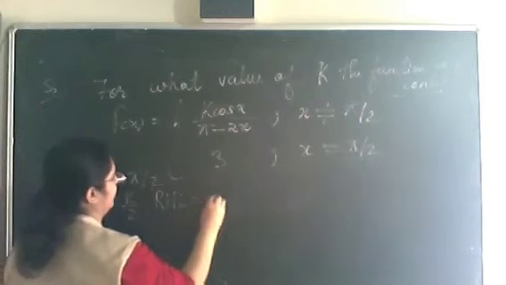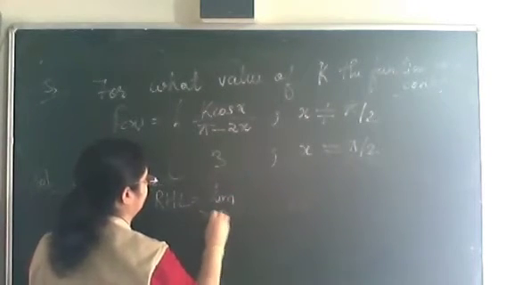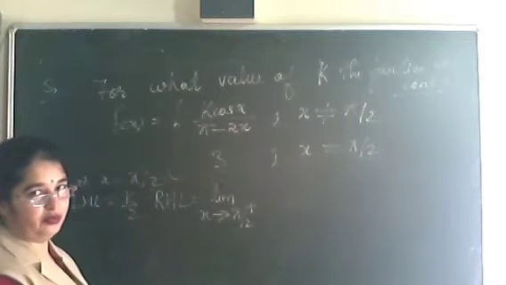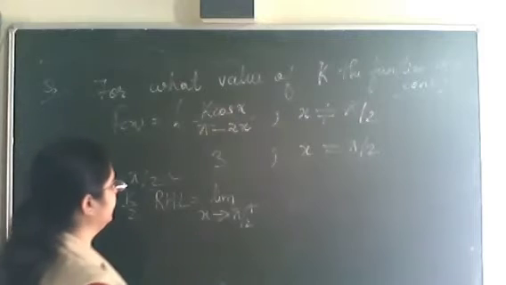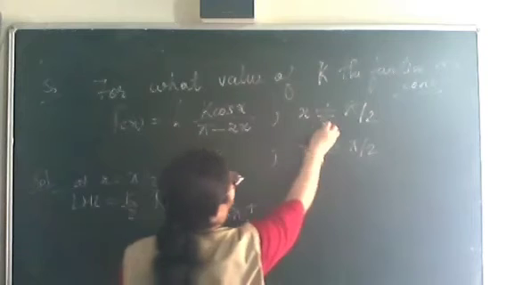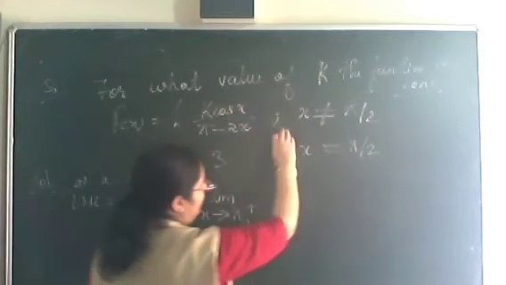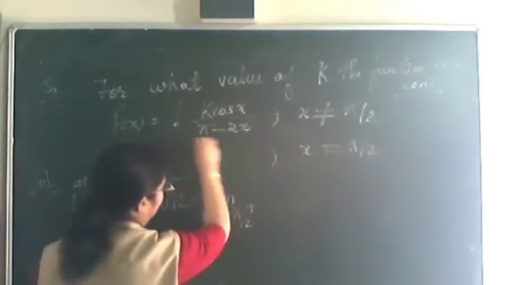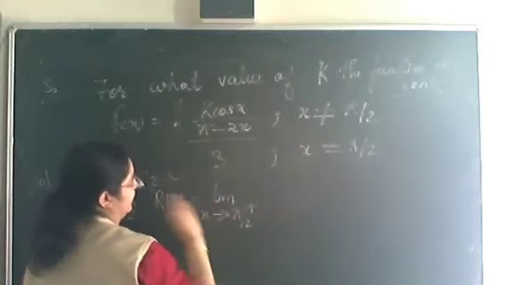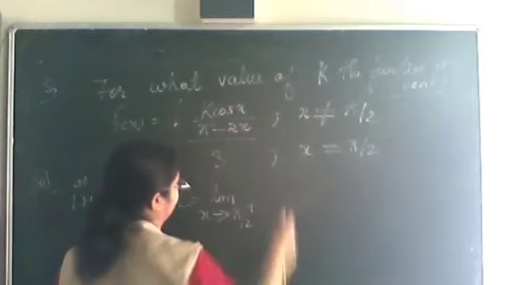What is RHL? Limit x tending to pi by 2 plus. Now when x is tending to pi by 2 plus, what will be the function? Whenever it is less than or greater than pi by 2, the value of the function will remain the same. Only at x is equal to pi by 2, the value of the function is 3. Everywhere else it is k cos x upon pi minus 2x.